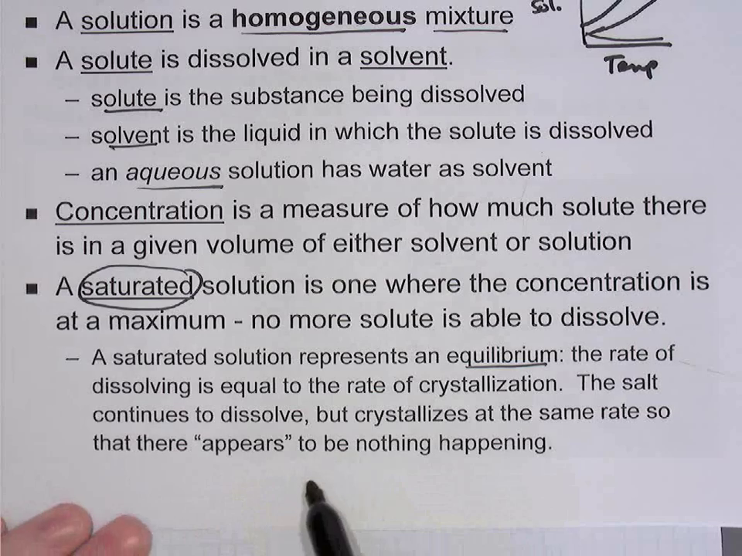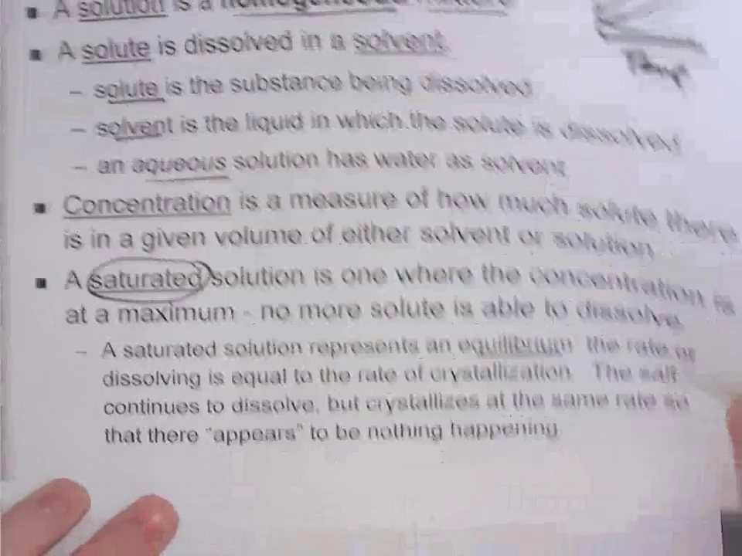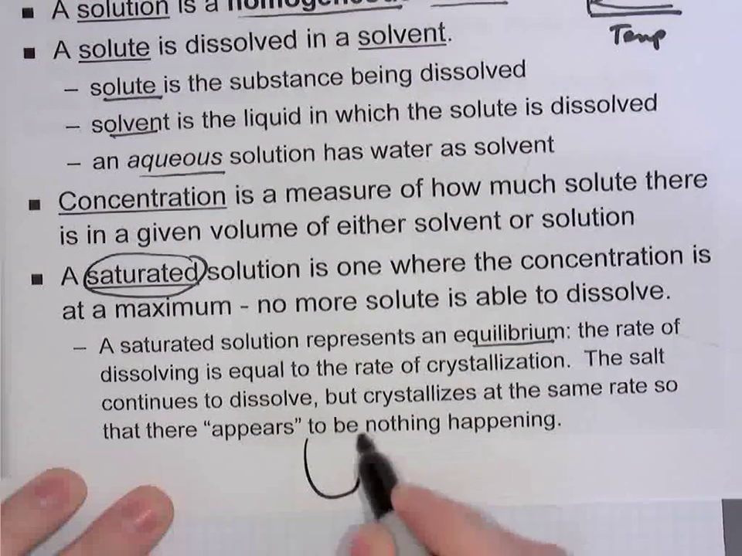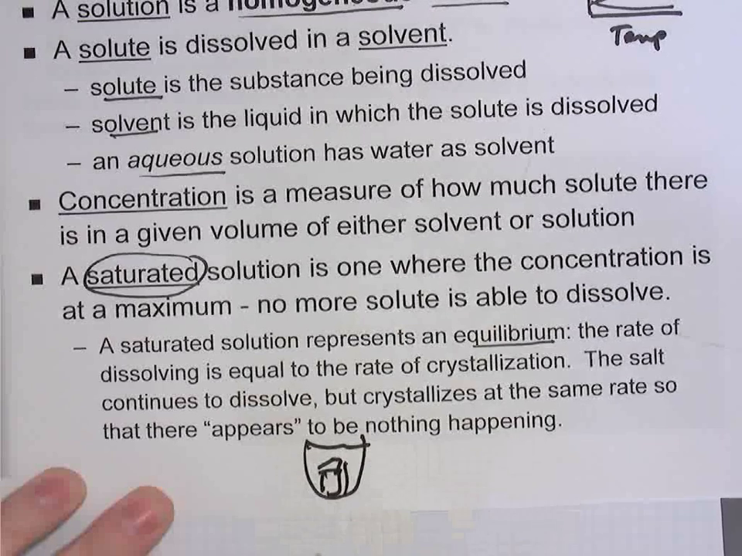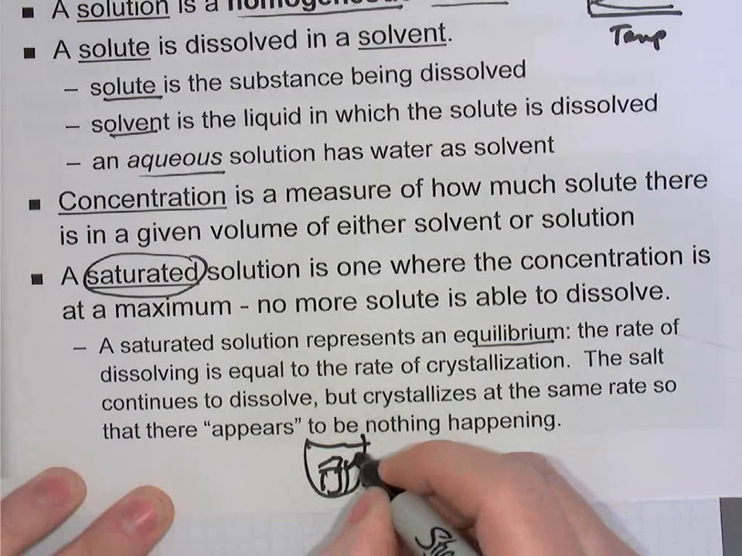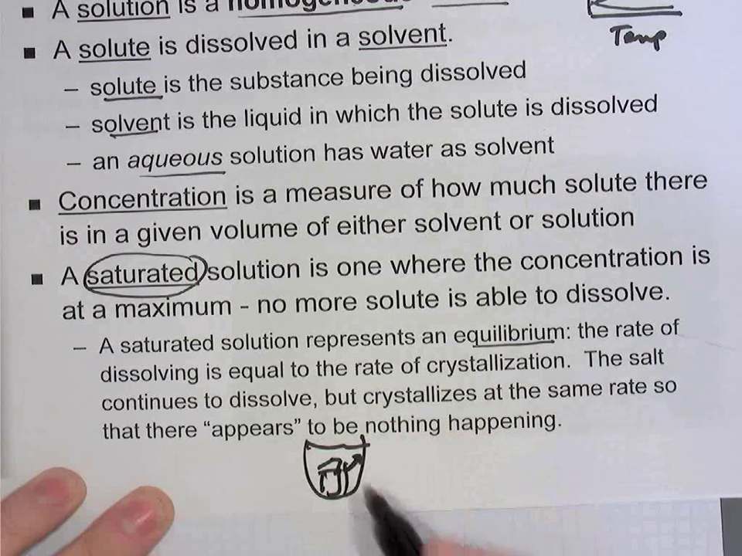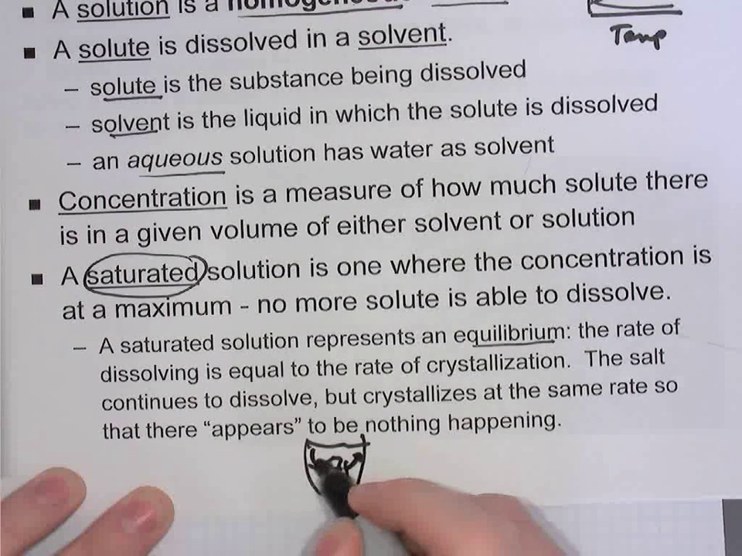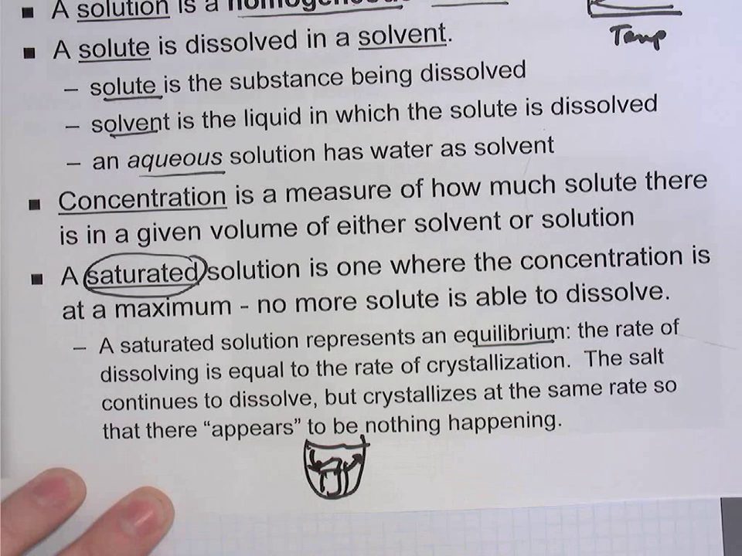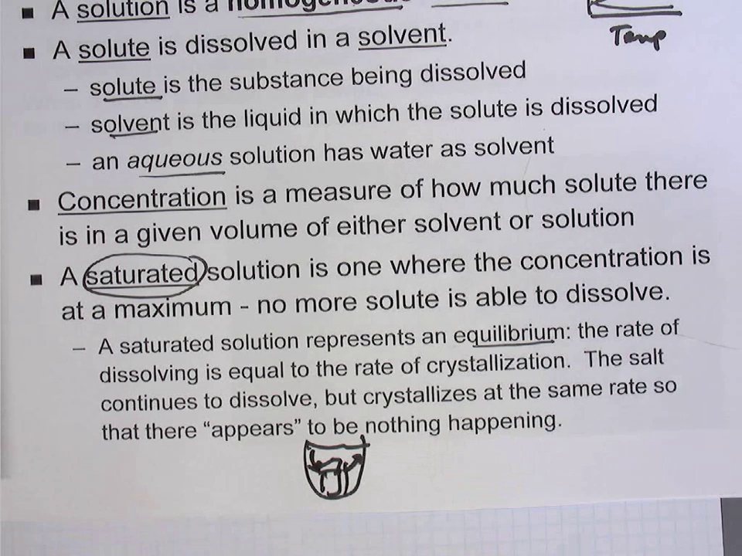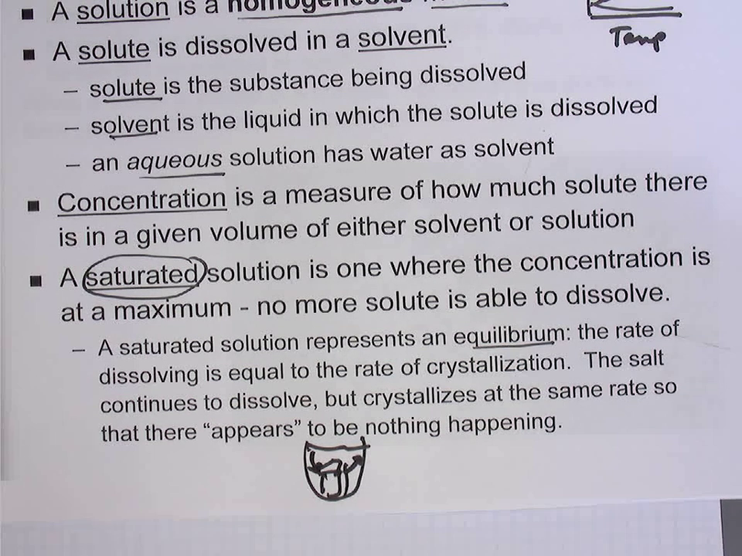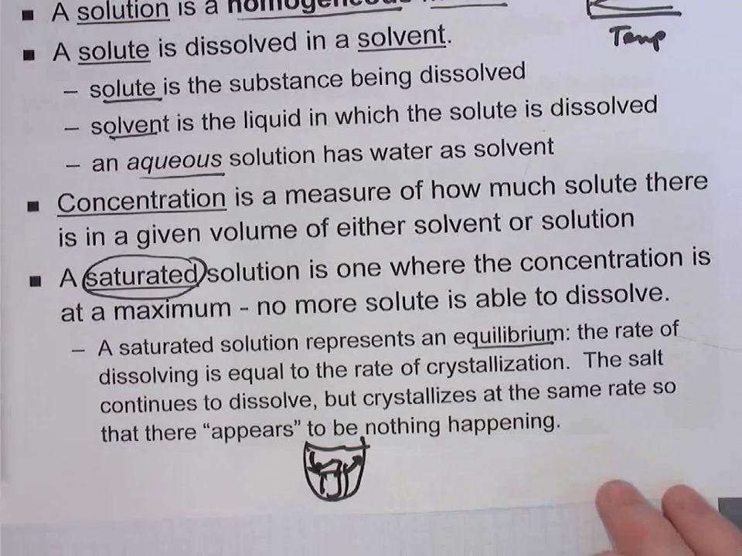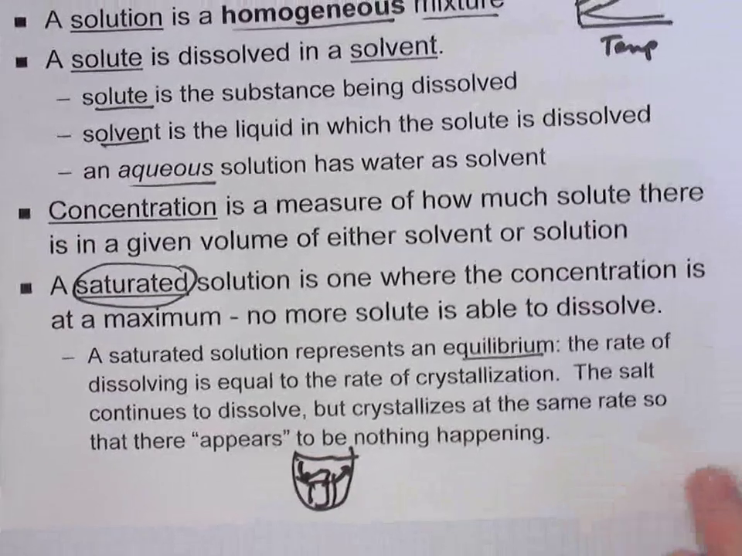So if you consider a test tube, perhaps here's a test tube with a bit of solute in it, here's your solvent. Every time a solute particle escapes and dissolves, somewhere else a solute particle returns to the crystal, and so the mass of crystal to the naked eye stops changing. So we would say it looks like the solute has stopped dissolving, and so we are confident at that point that we have a saturated solution.